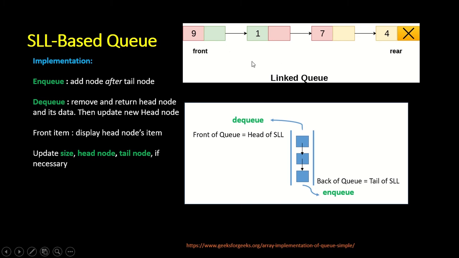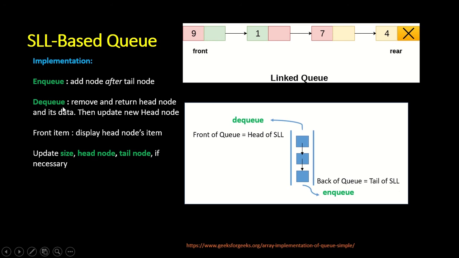So in our example right here, our head node is 9, the node with the value 9. And let's say the node 4 here was enqueued. So originally our tail node right here was this node with the data of 7. And when the node containing 4 was added, the tail node will be renewed, and this will now be our new tail node, the node with the value 4.